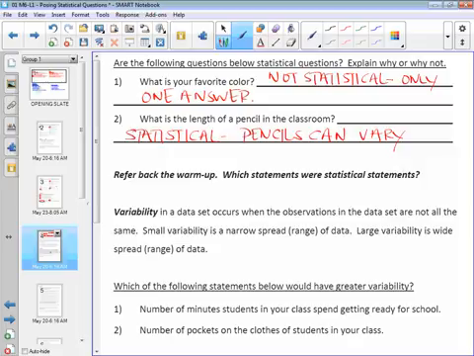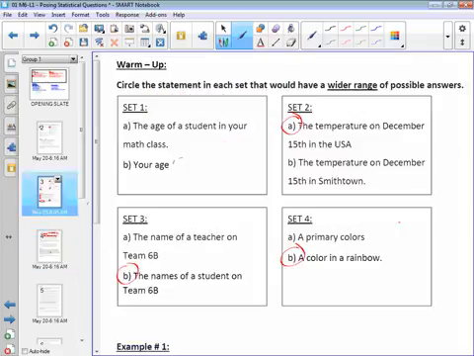Now what they want us to do is go back to the warm-up and take a look at the sets and identify which of the statements are statistical and which are not. So let's go back to, again, there's 2 different versions. We'll go off the version that we did this with. All right, so in set 1, the age of a student in your math class, is that statistical or not? Kaluch, what do you say? Yeah. Why? Because it varies. Right, more than one answer. Put a little S next to it.